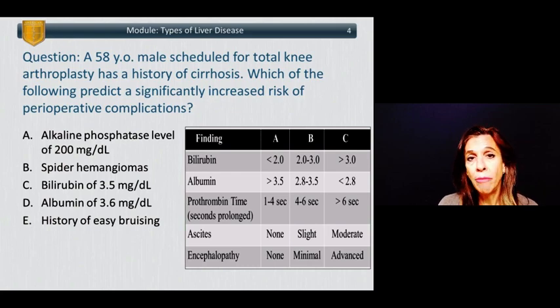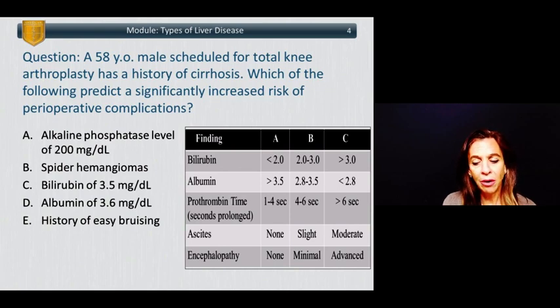A 58-year-old male is scheduled for a total knee arthroplasty, and he has a history of cirrhosis. Which of the following predict a significantly increased risk of perioperative complications? A. Alkaline phosphatase level of 200 milligrams per deciliter. B. Spider hemangiomas. C. A bilirubin of 3.5 milligrams per deciliter. D. An albumin of 3.6 milligrams per deciliter. Or E. A history of easy bruising.